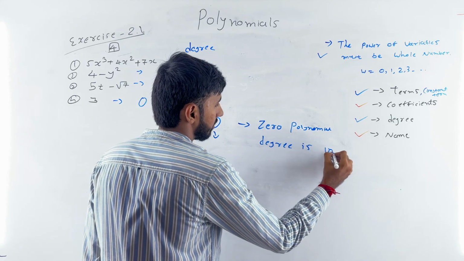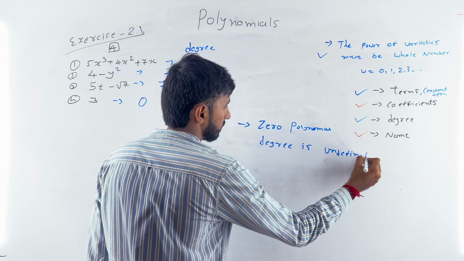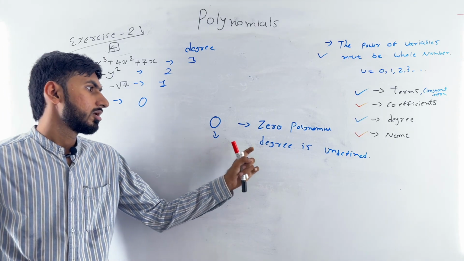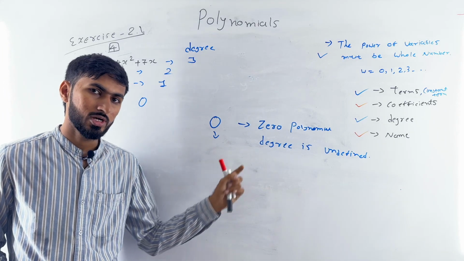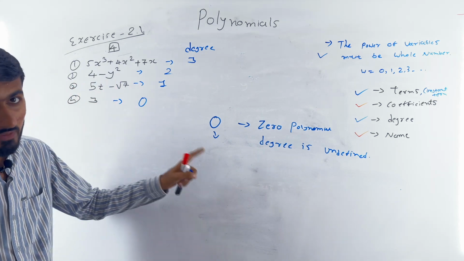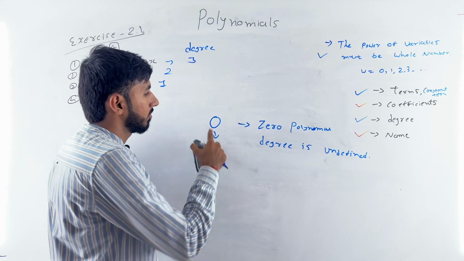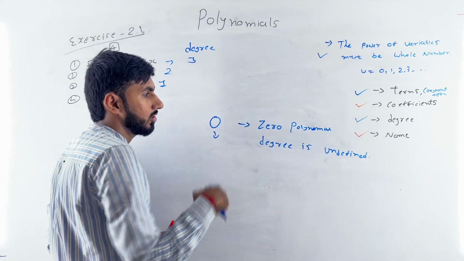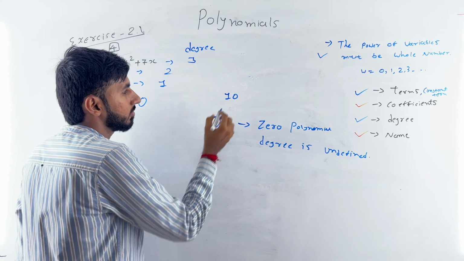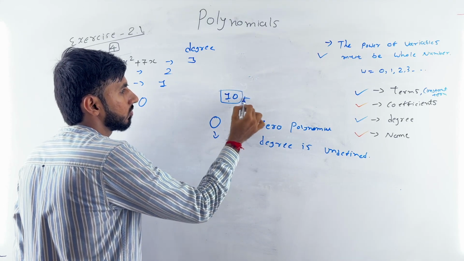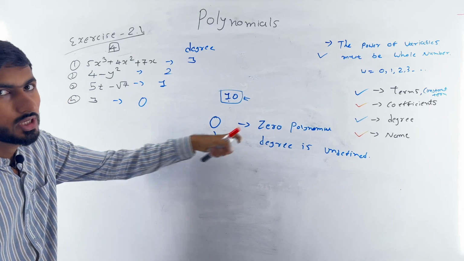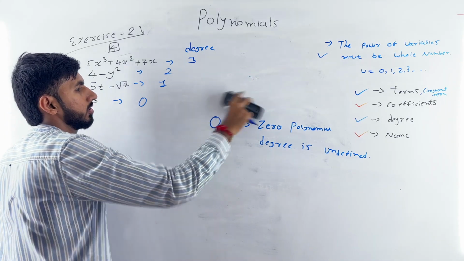Degree is undefined, right? So in a question, if you are asked what is the degree of the 0 polynomial, then your answer will be undefined, right? So it is a 0 polynomial, it has only one term, I can call it a monomial, but it is 0, so I can call it a 0 polynomial, right? In a monomial, if there is only one constant term, it should be non-zero. For the constant term, it should be non-zero. If it is 0, then it is a 0 polynomial.